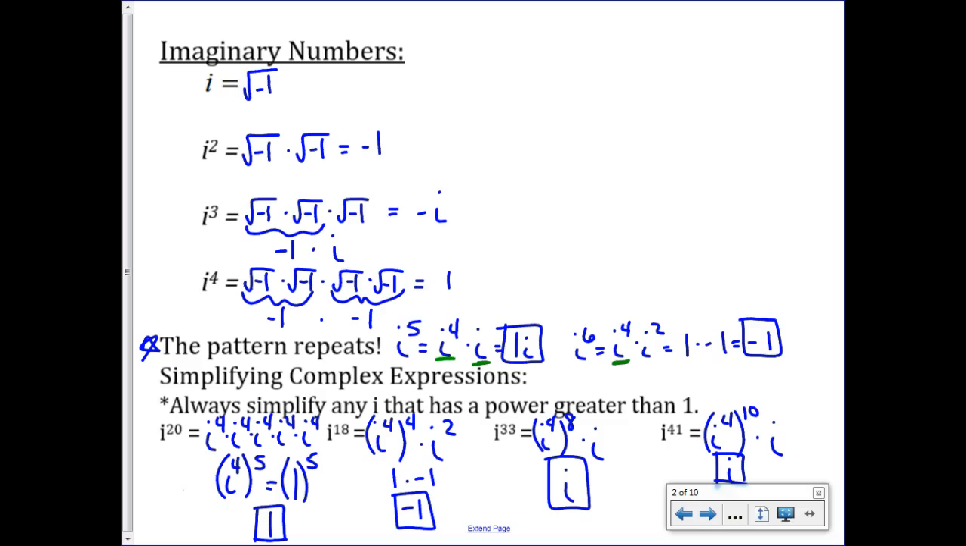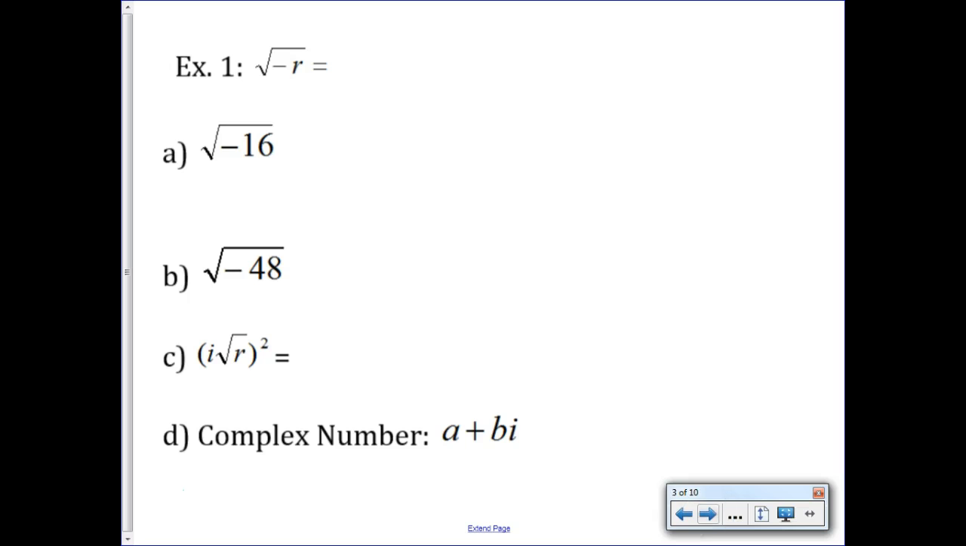All right, try some different numbers, see how you do with that and simplifying.